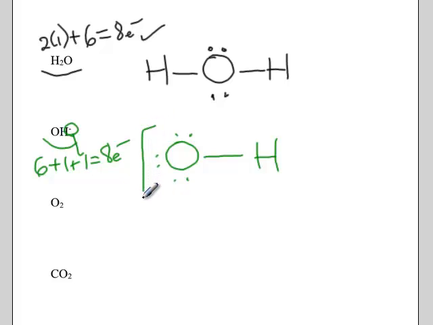Now, some people take an extra step, and when you have an ion, they'll write square brackets around the whole thing and then put a superscript for the charge.